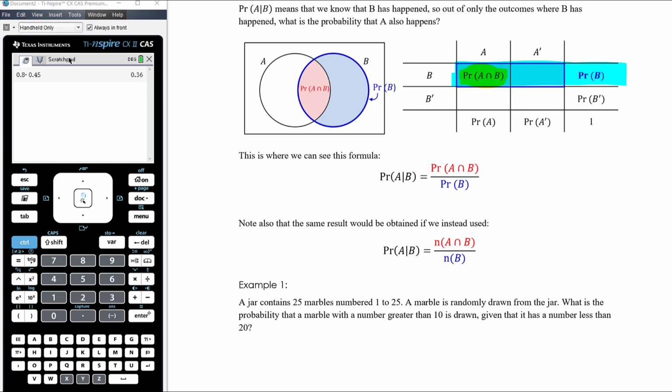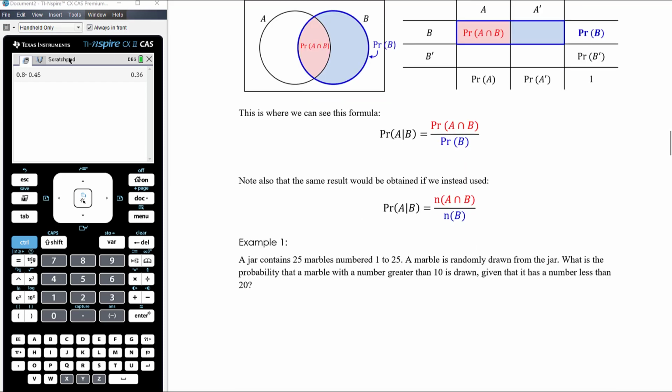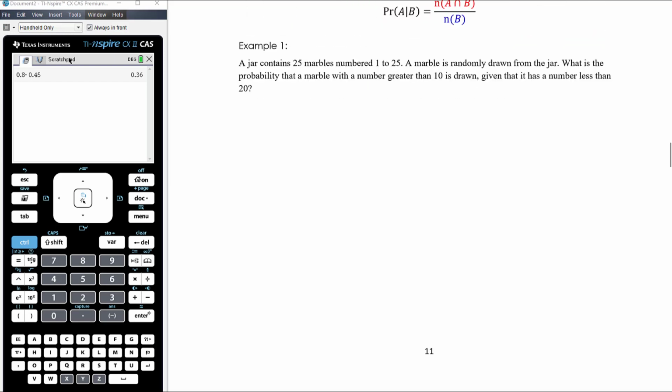So it is the intersection divided by B. And so we see that the formula fits very logically to our understanding of conditional probability. As I mentioned to you previously, you can divide two probabilities to find the probability of A intersection B, but you can also divide the number of ways it can happen. Okay, it's the same proportion. Alright, so if we need to use the formula, we can.